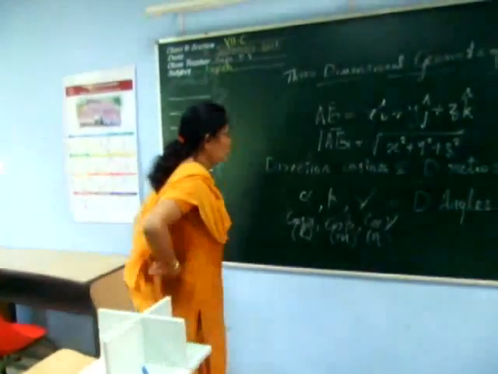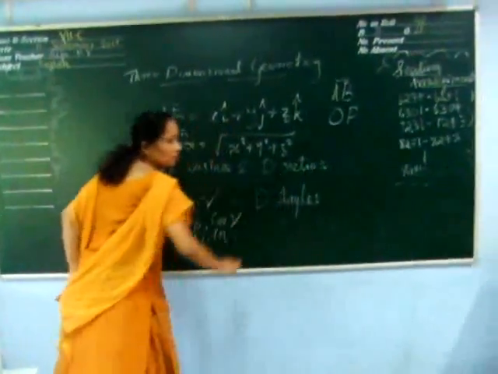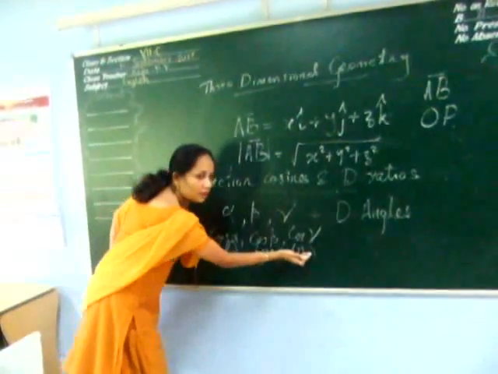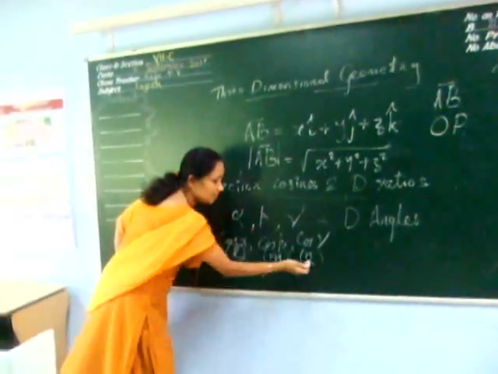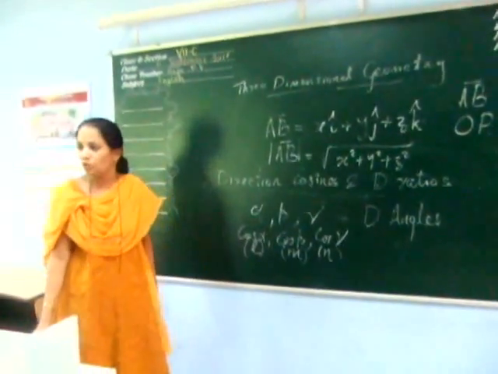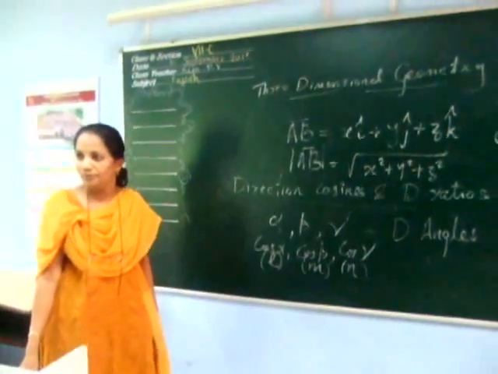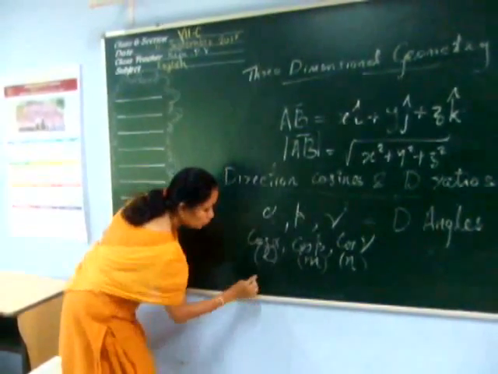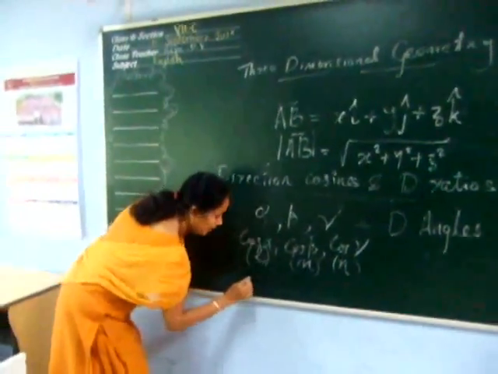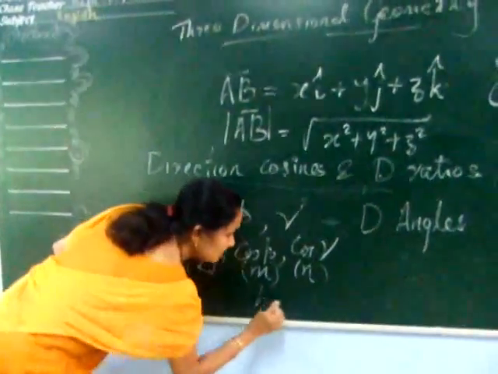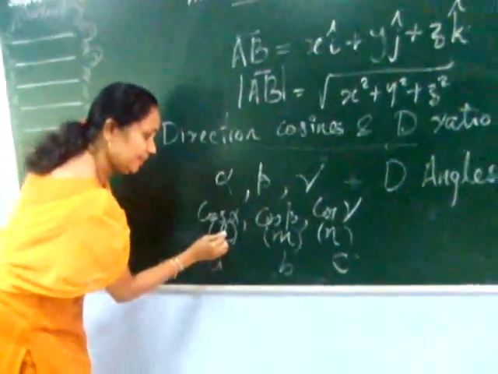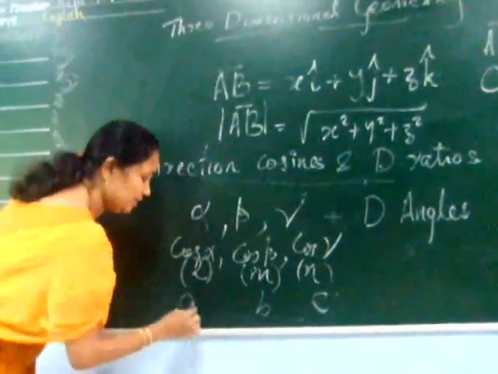But the next topic is direction ratios. Direction ratios means any three numbers proportional to these three numbers. Let us consider A, B, C as the direction ratios. Here L, M, N are the direction cosines.